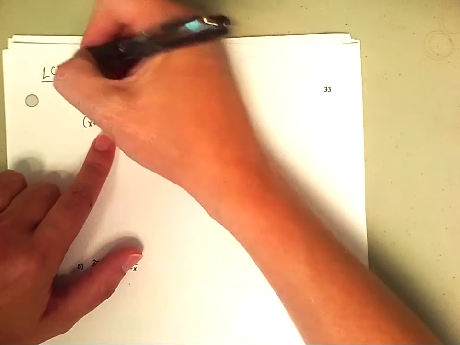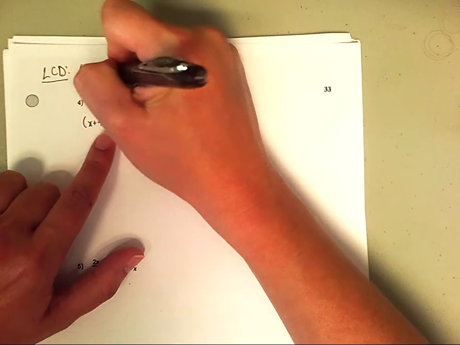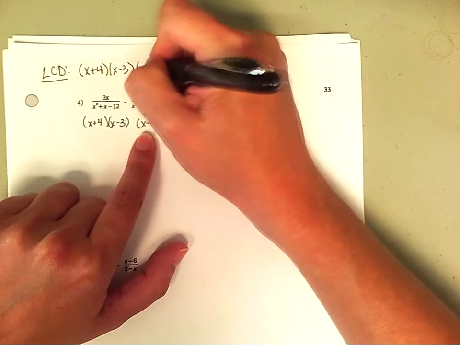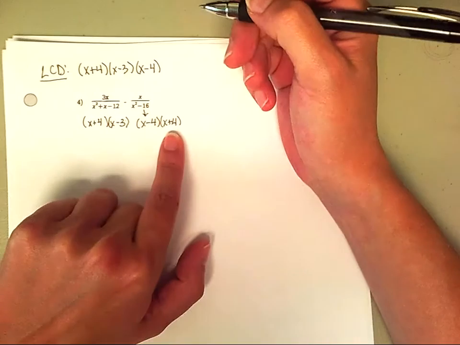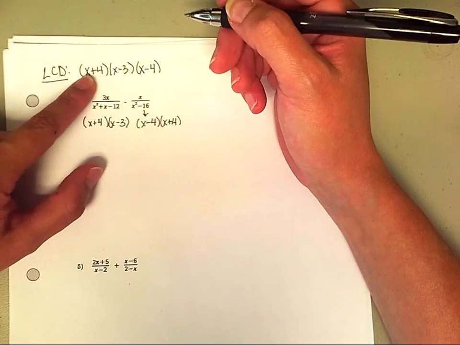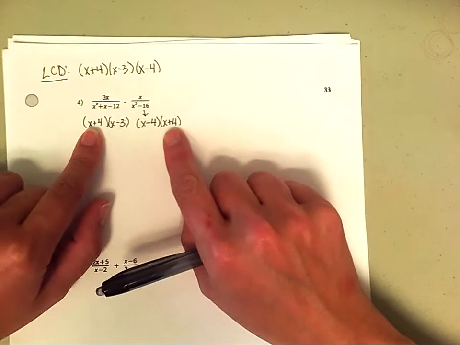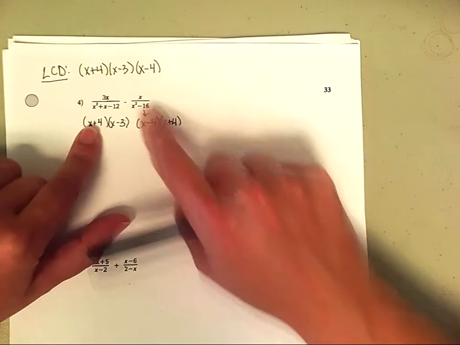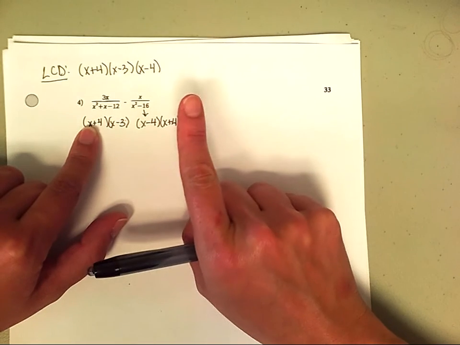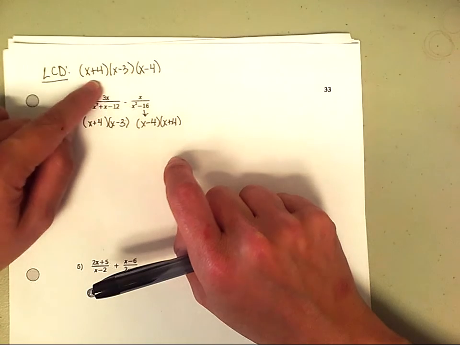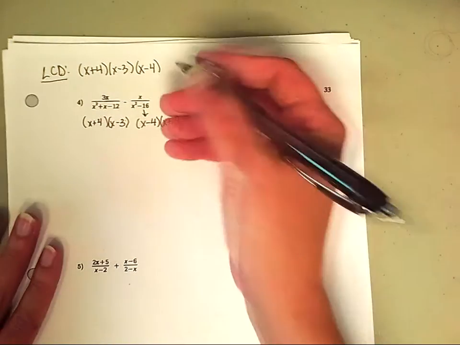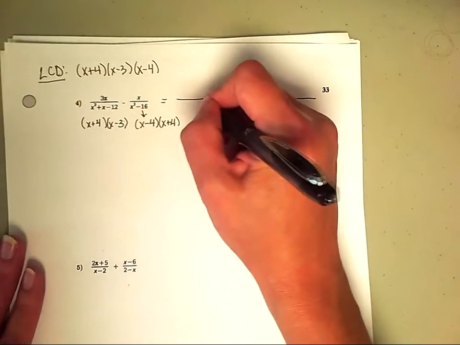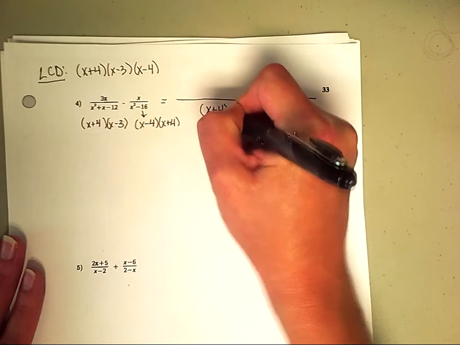Okay, so we have two factors here, x plus 4, x minus 3. And then here we also have an x minus 4. Here's an x plus 4. It's already represented here. The maximum amount of times that it's represented, it being x plus 4, here it's represented once, and in this denominator it's represented once. So we only represent it once in our least common denominator. Okay. So now that we know what our least common denominator is, let's write this out.